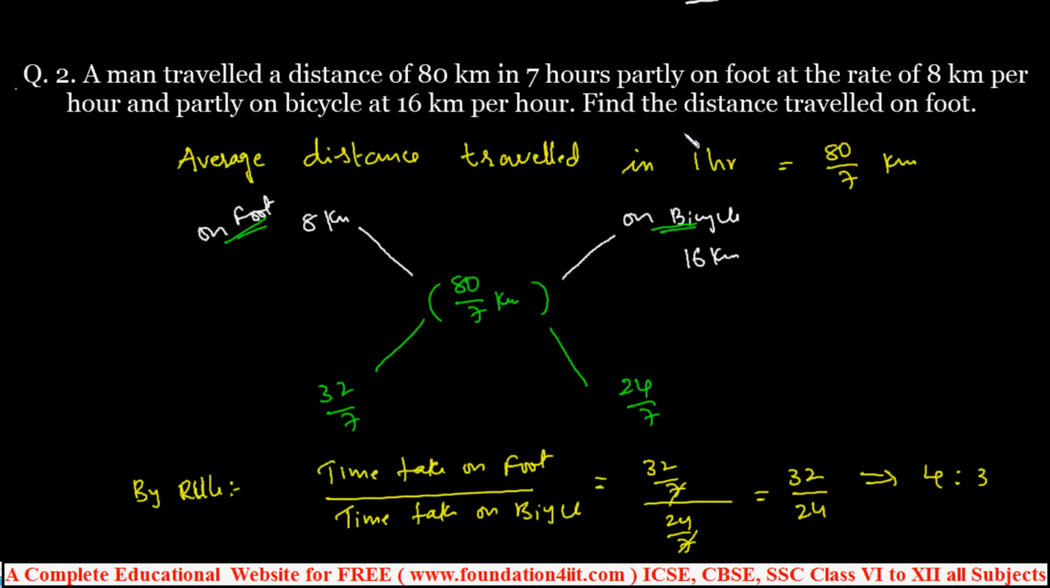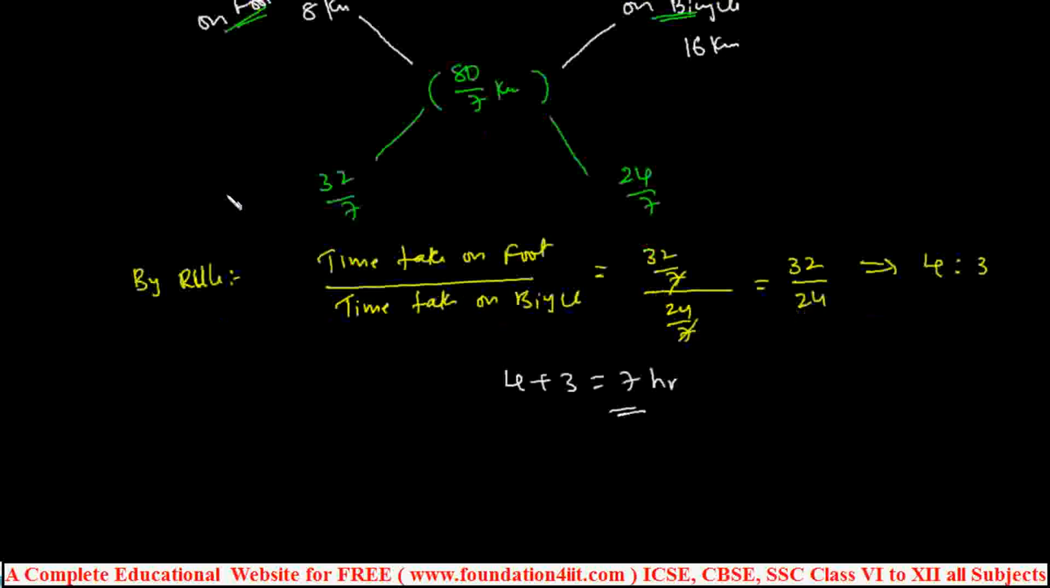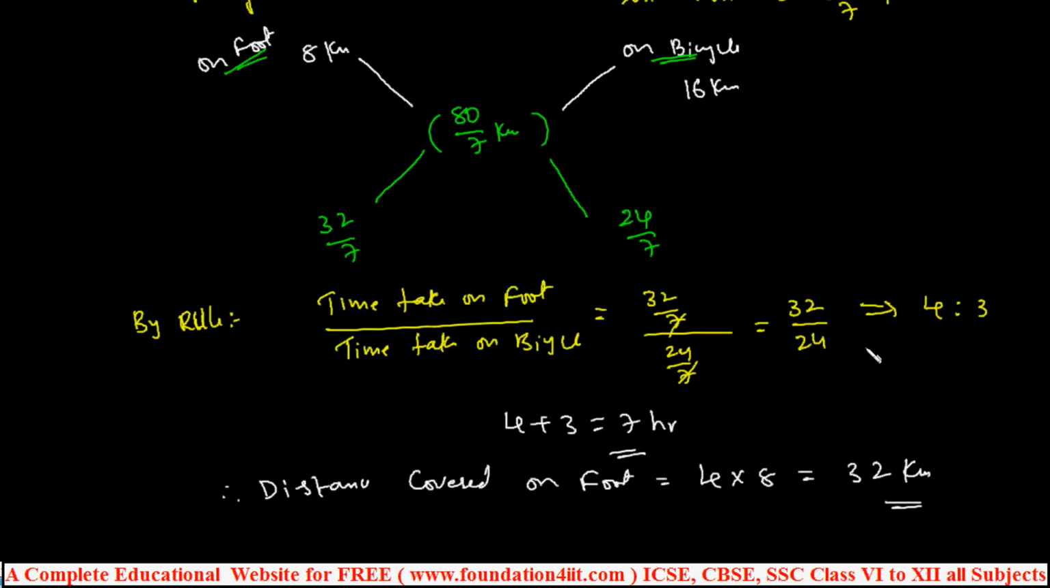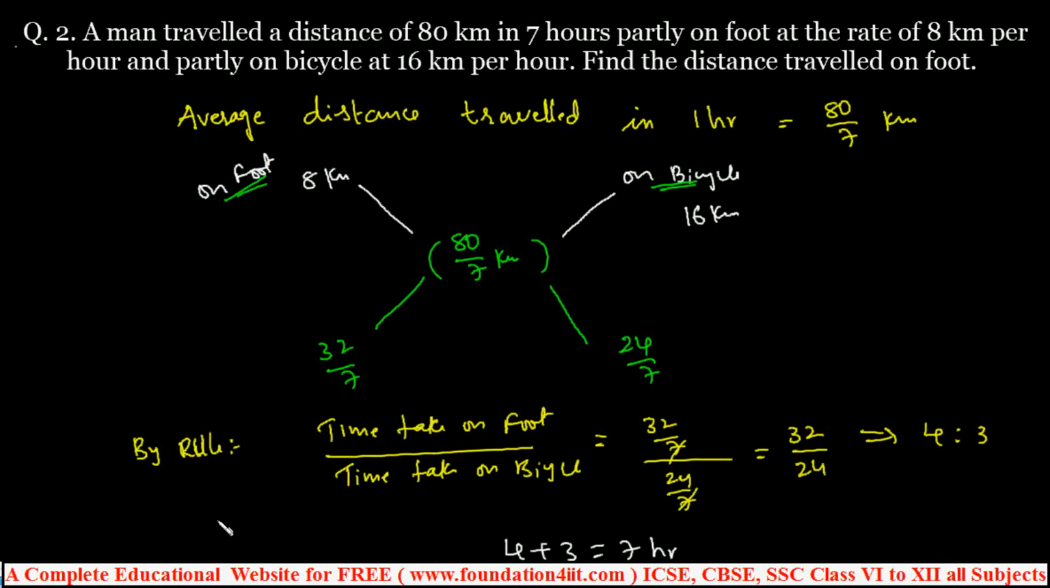But they are asking only the distance traveled on foot. So on foot 8 kilometers per hour. So the distance covered on foot is 4 into 8. Total 7 hours, so 4 hours is on foot. In 1 hour he traveled 8 kilometers, so 4 into 8 is 32. So 32 kilometers he walked on foot. That's the thing. The main thing is this alligation rule, right? Let us see a few more questions.